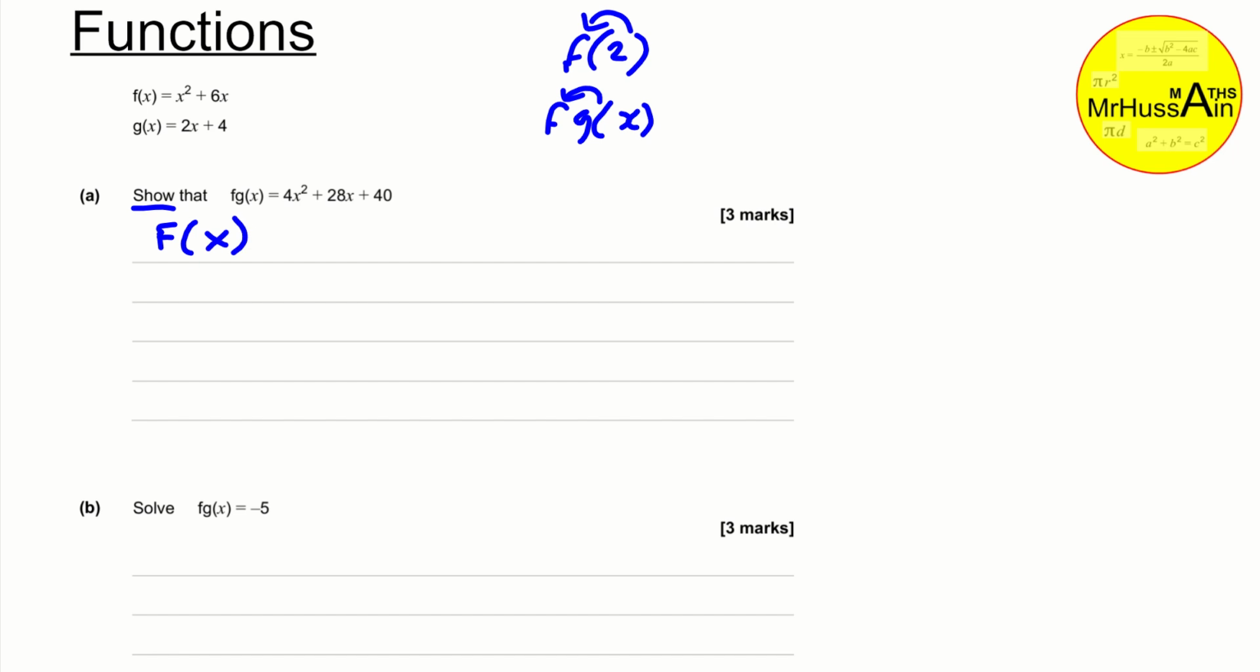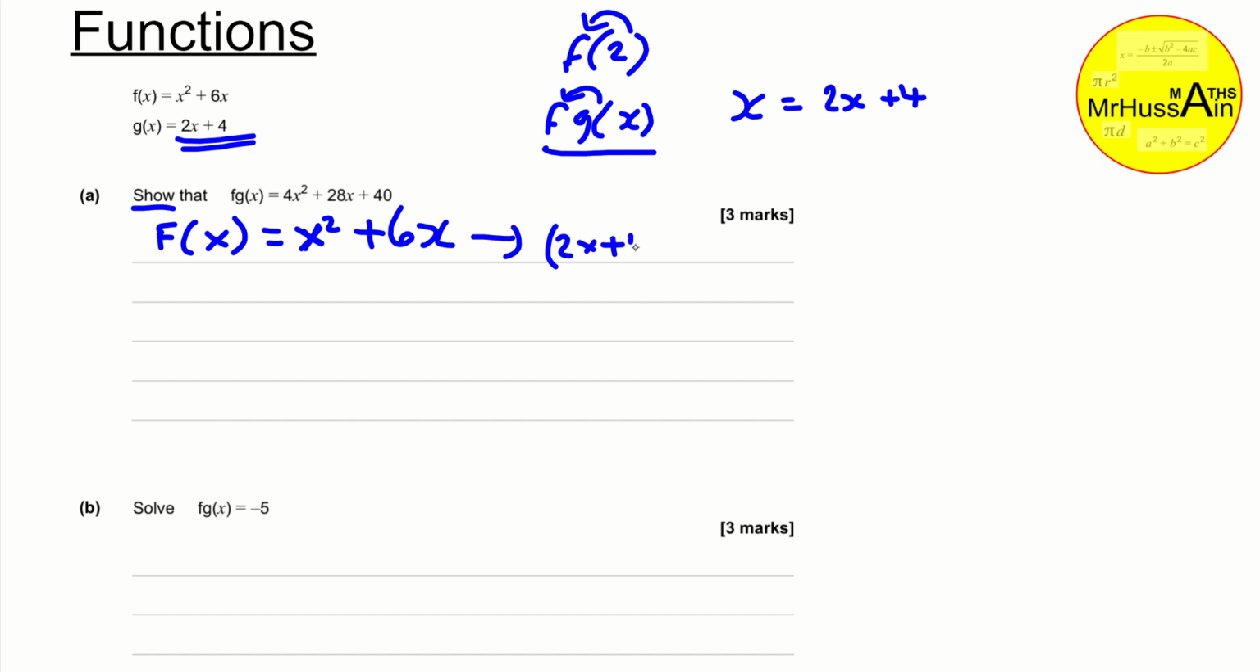we've been told f of x is x squared plus 6x. Now, we don't know what x is, but this is telling you g of x equals x. So x actually equals 2x plus 4. So instead of x squared, we're going to put this in there. Plus 6. Instead of x, we're going to put this in there.